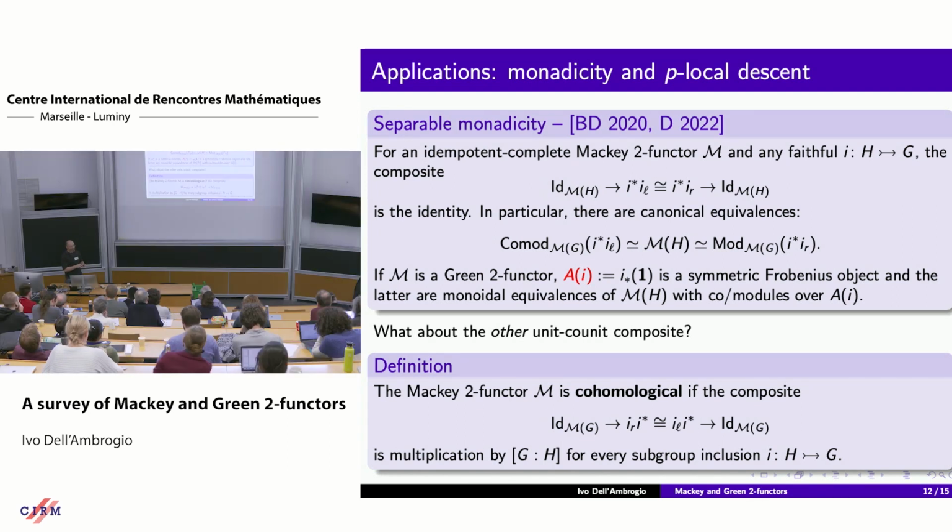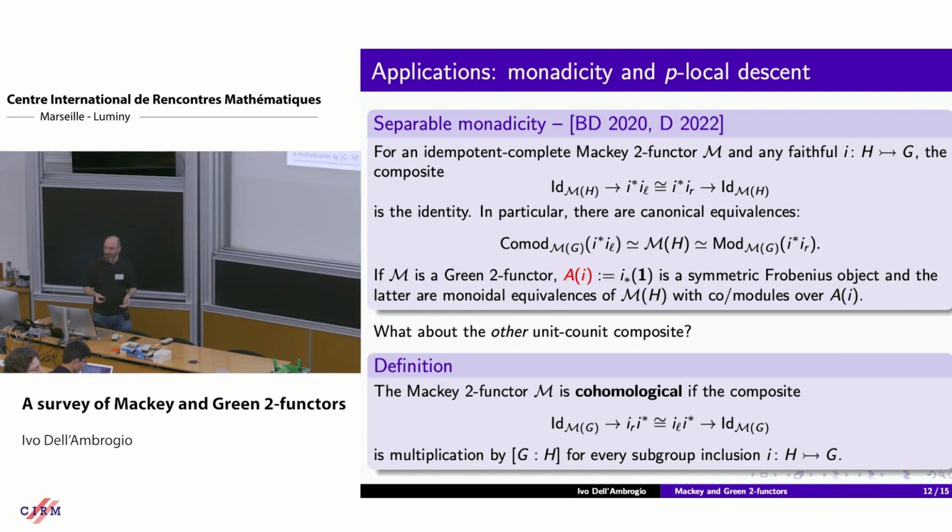Well, sometimes this is just multiplication by the index when H is a subgroup of G. So I use groups because you can say it for groupoids, but then what is the index? So you have to be careful, but it's the same to require it for groups, of course. So if this happens, if this is multiplication by the index, then we call this cohomological.